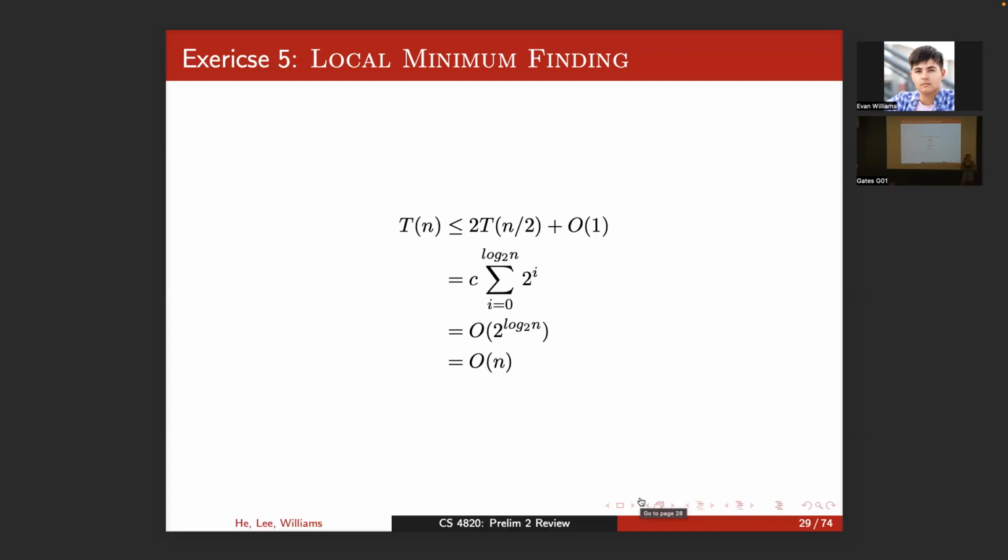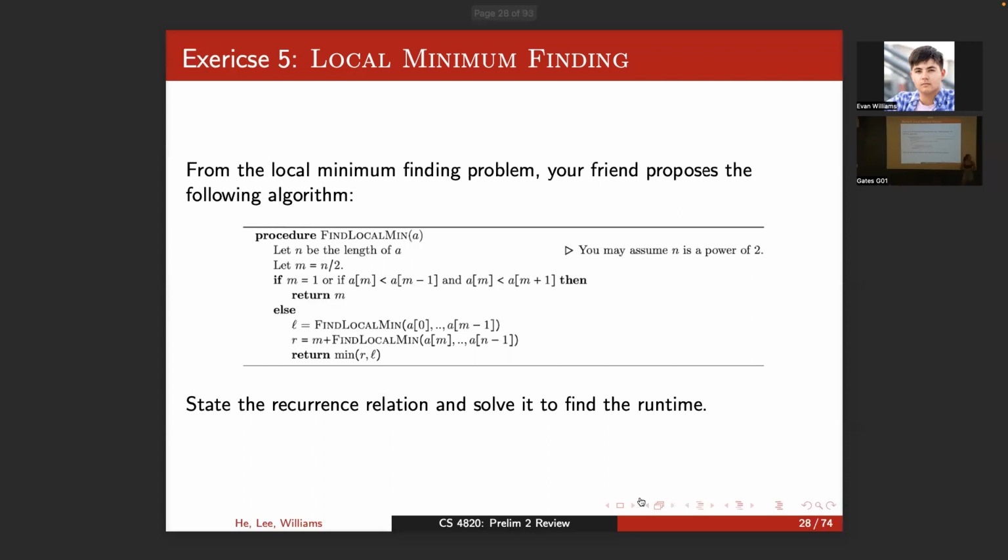Isn't divide and conquer a bit much? Yes. But you can do it in log n time. Oh, this is a bad algorithm. Well, this is a bad algorithm that was given in a different context.